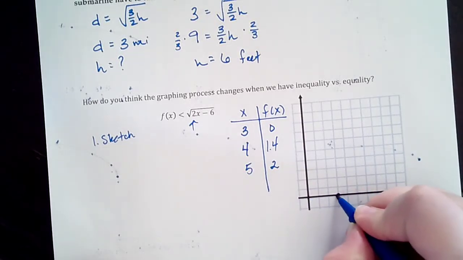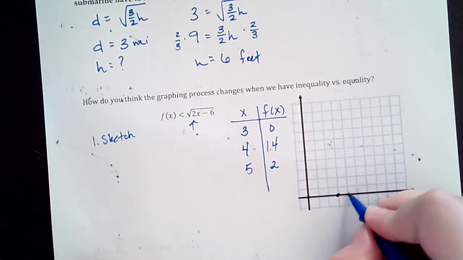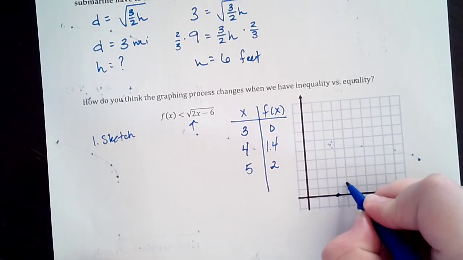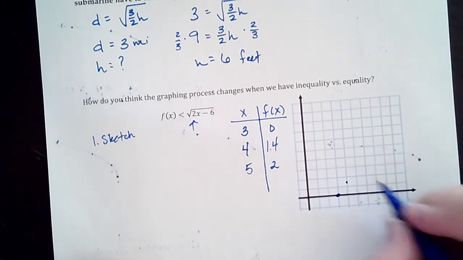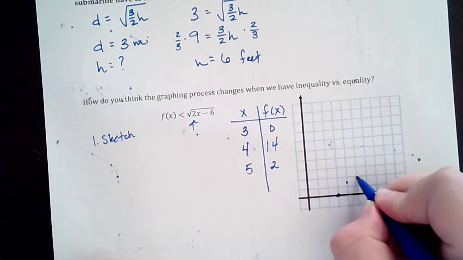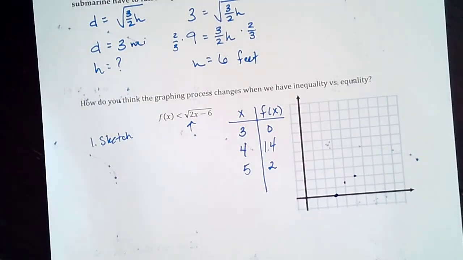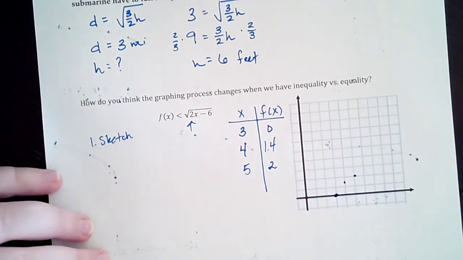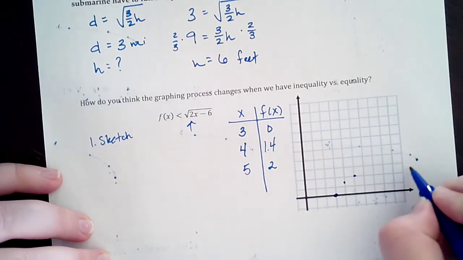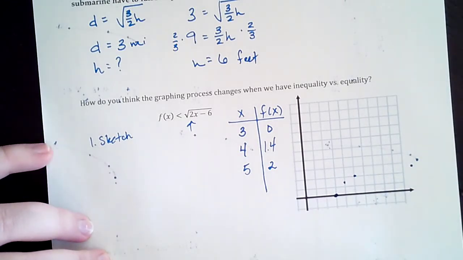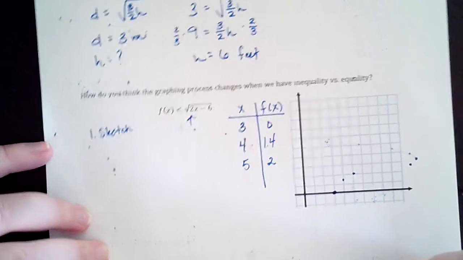All right, 3, 0, 4, 1.4. It's about there-ish. And then 5 goes up to 2. So it looks something like that. And then I think my next one would be over here-ish approximately. However, I don't want to fill in this line right away.